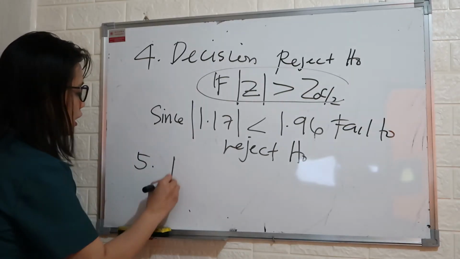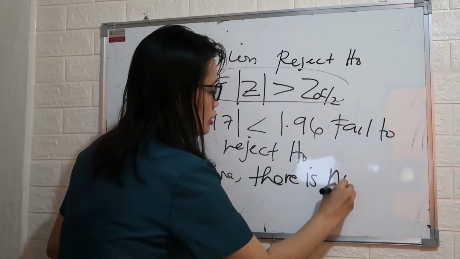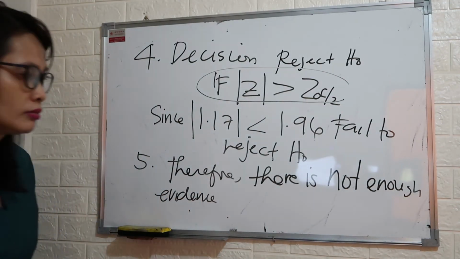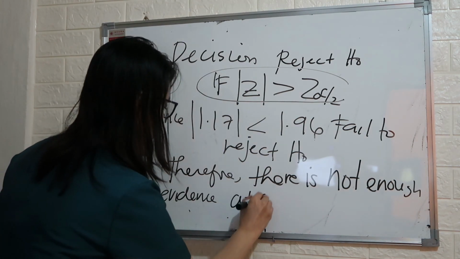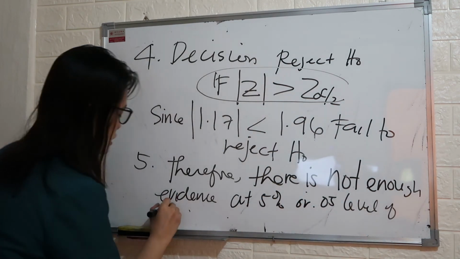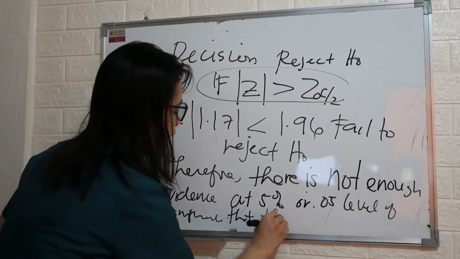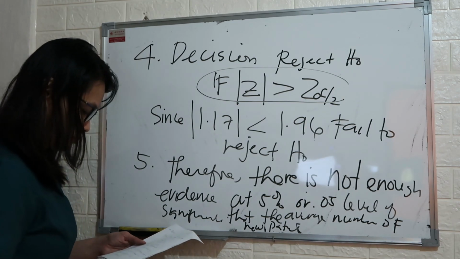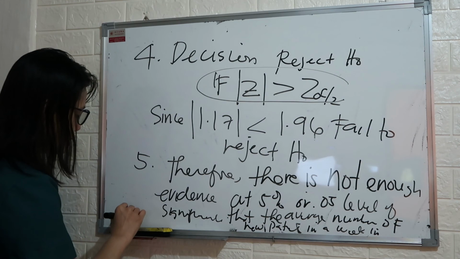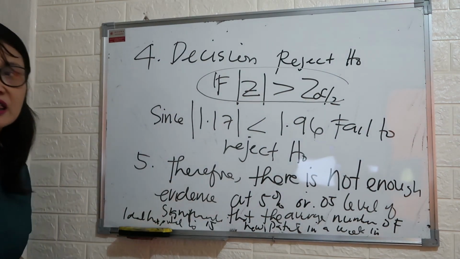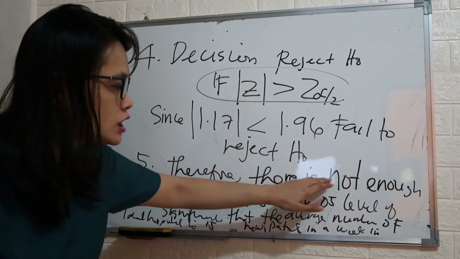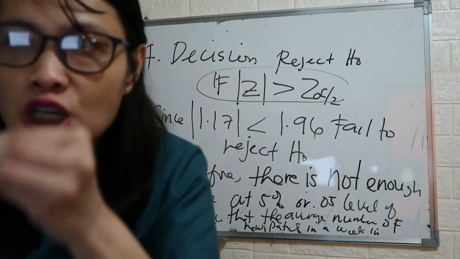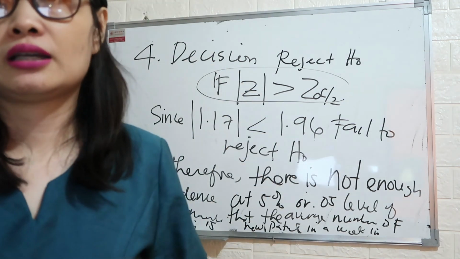Your conclusion is that there is not enough evidence at 5% or 0.05 level of significance that the average number of new patients in a week in a local hospital is 15. So that is your conclusion.